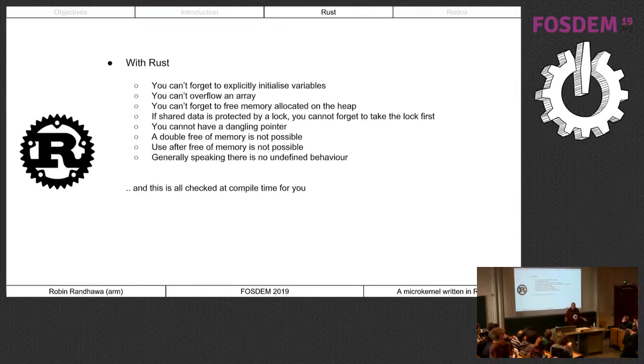You can't forget to free memory allocated on the heap. No way. If shared data is protected by a lock, you have to take that lock because that locking scheme owns the data. You can't say, I use a wrapper in a library which had an API asking me to take this lock and I forgot or something, right? No, it won't compile. You can't have a dangling pointer. A double free is not possible, use after free is not possible. Generally speaking, there is no undefined behavior, and they put a lot of emphasis on making sure it stays that way. So what's the big deal? The big deal is it's all checked at compile time, which is huge.